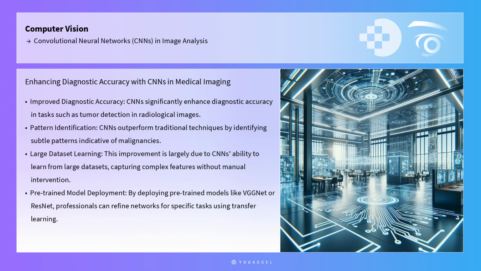This improvement is largely due to CNN's ability to learn from large datasets, capturing complex features without manual intervention. By deploying pre-trained models like VGGNet or ResNet, professionals can further refine these networks to suit specific medical imaging tasks, often employing transfer learning to expedite the process and reduce the need for extensive labeled data.